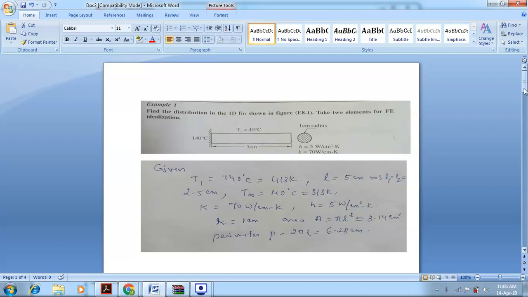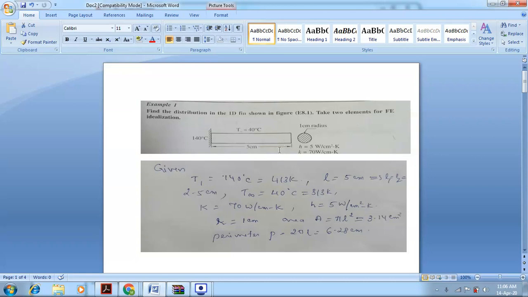Good morning, all. So I'm going to explain a problem on heat transfer, how we can solve using the FEM method, finite element method. So here is the problem given. Find the temperature distribution in the 1D pin shown in the figure. Take two elements for FE idealization.